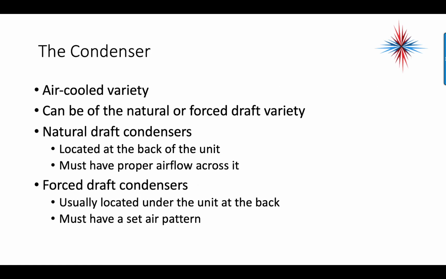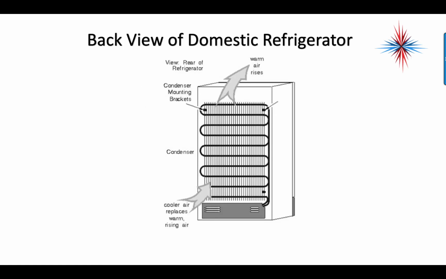The condenser is an air-cooled variety. It could be natural or forced draft. Natural draft condensers are located at the back of the unit, and they must have proper airflow across them. Forced draft condensers are usually located under the unit at the back. They must have a set air pattern.